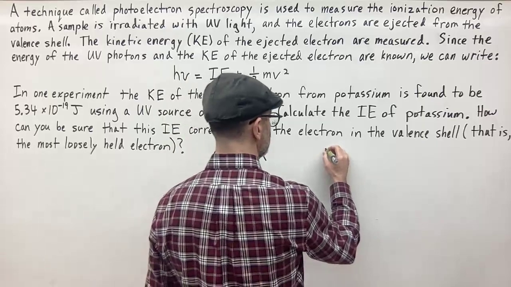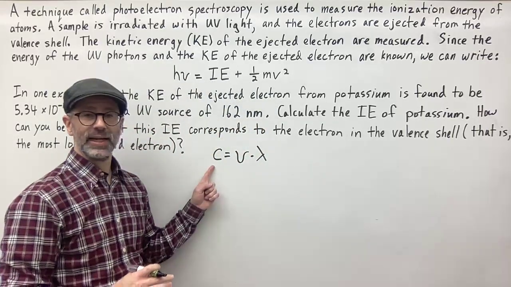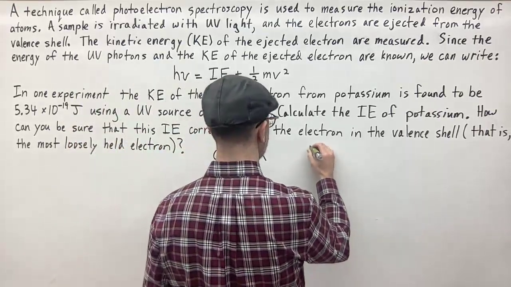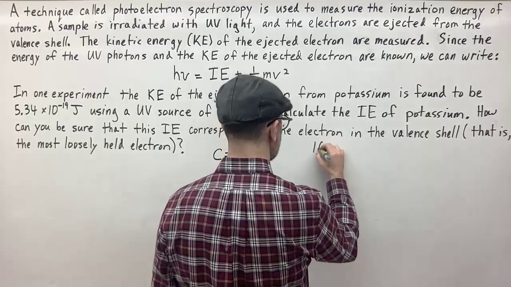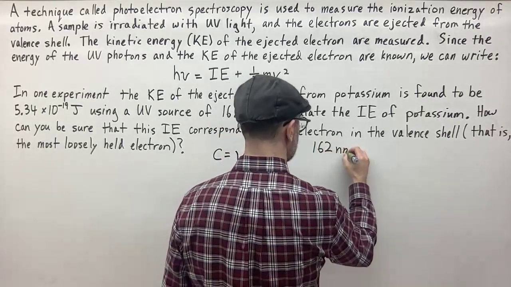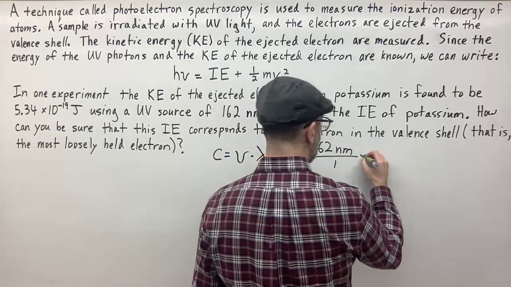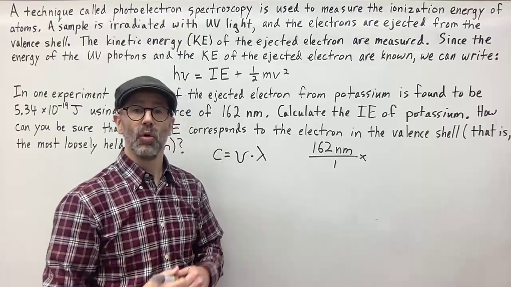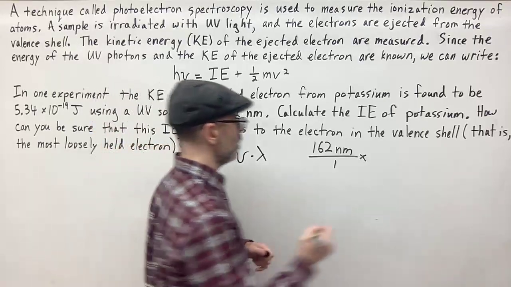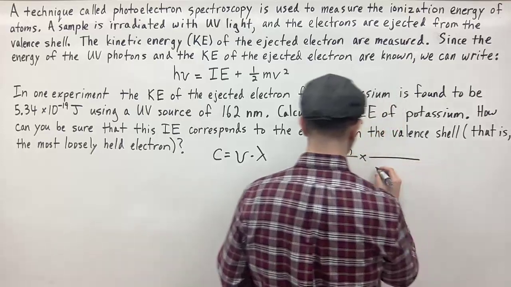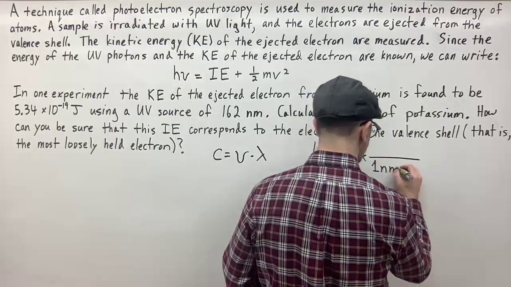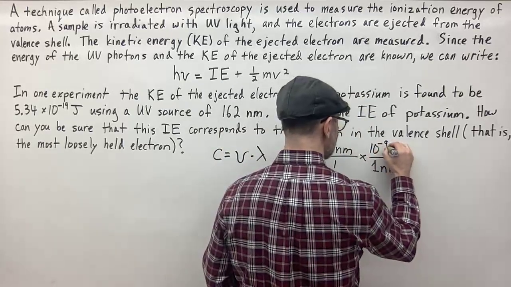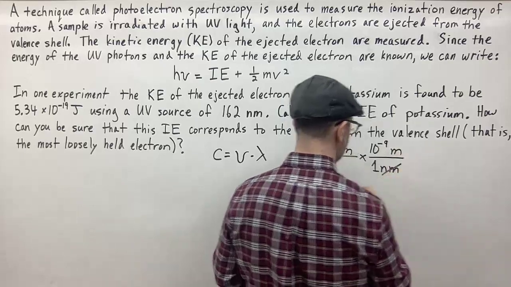We're going to want to convert that to meters because the speed of light and velocity are in meters per second. So let's do that first. So 162 nanometers over 1. Nano means 10 to the negative 9, or 1 billionth of a meter. So we're going to use that as a conversion factor. So I'm going to put 1 nanometer on the bottom and 10 to the negative 9 meters on top.